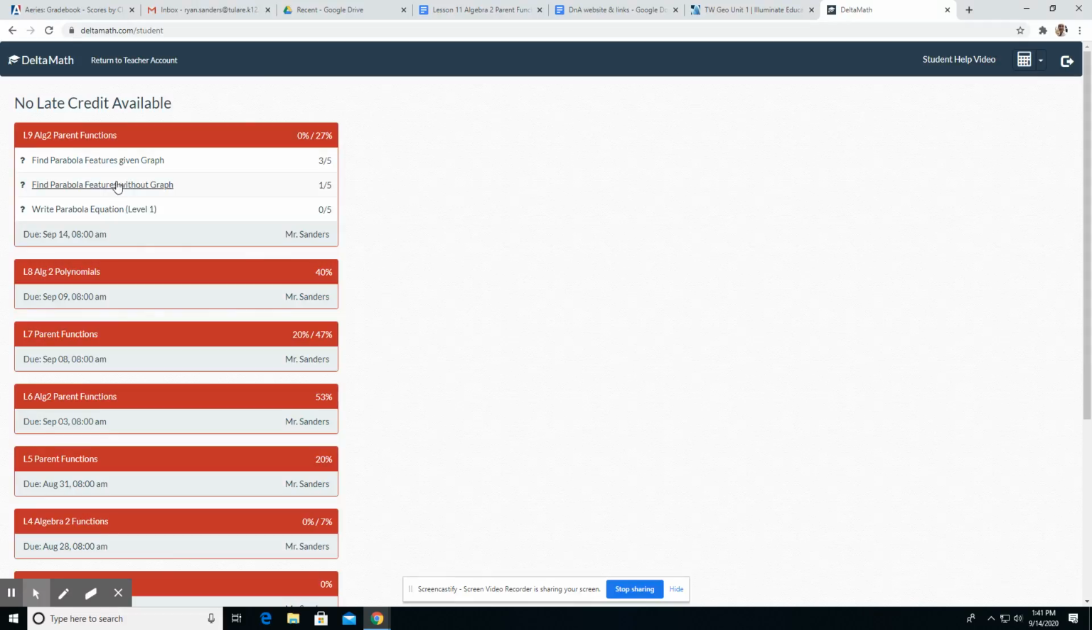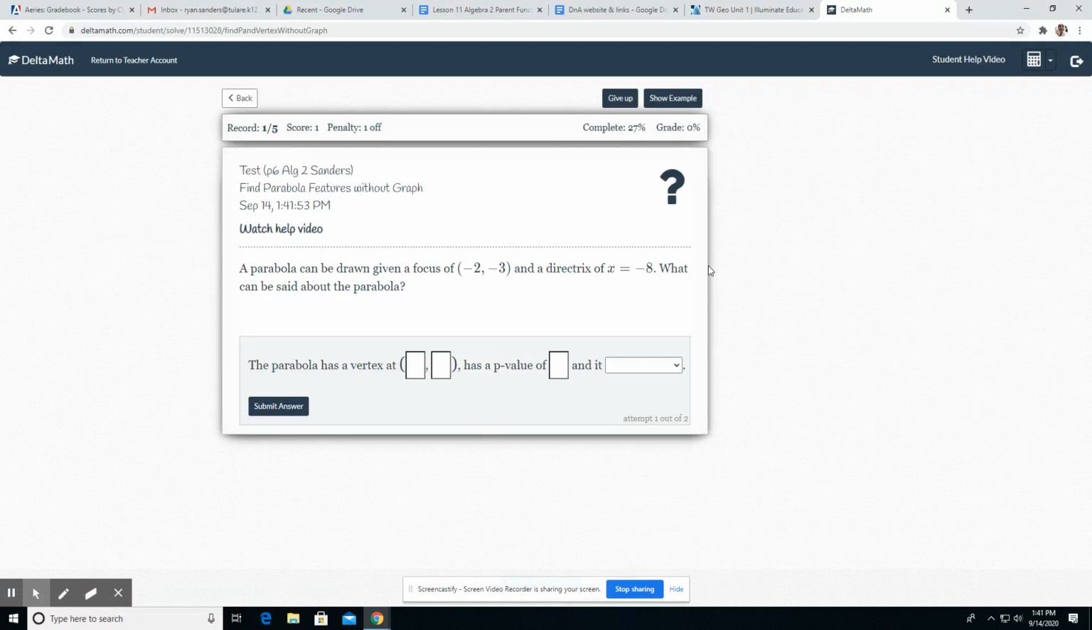Find parabola features without graph. Well, that's a trick. You do need to graph it to kind of help you get through this. So I'll draw the graph of what this is saying, and then I'll use that information to help me answer the questions here. So the parabola can be drawn with a focus of -2, -3.